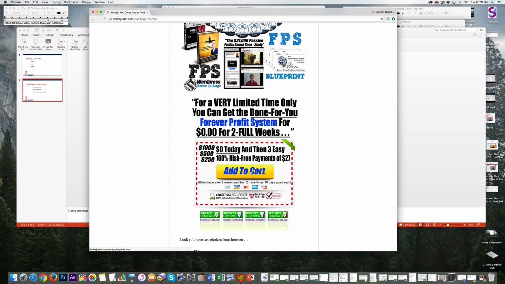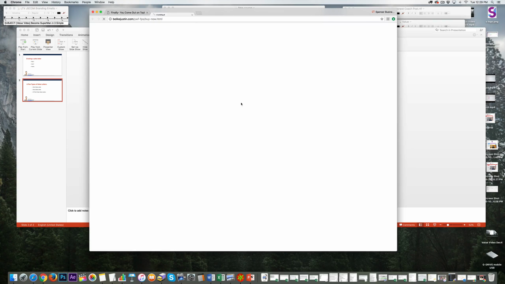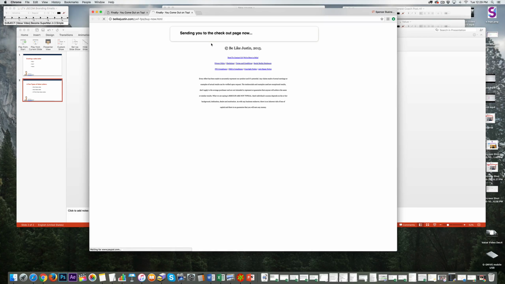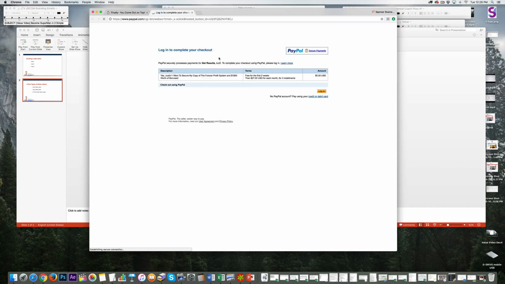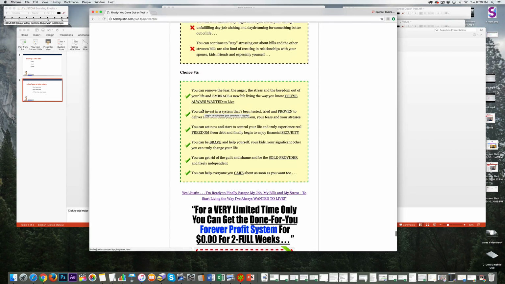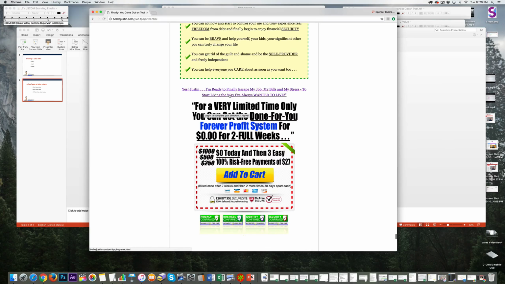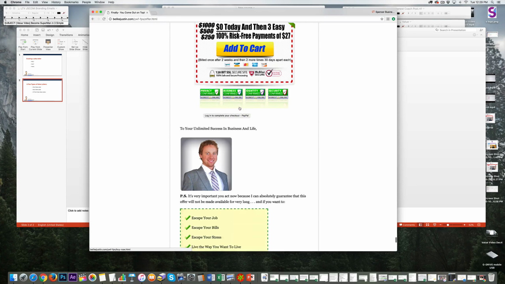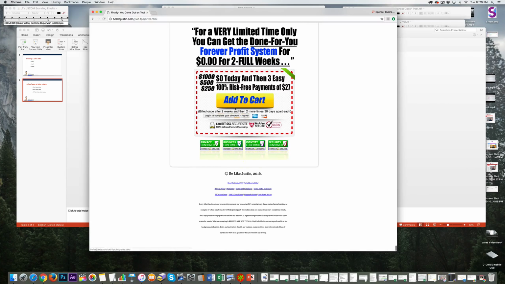So you have everything here. They click on the add to buy now, whatever. So let's click on that. It says sending them to the page now. My pixel fires and my software tracking system. And then it's free for 2 weeks, then 3 payments of $27 for a total of $81. And yeah, okay. So this is really good.